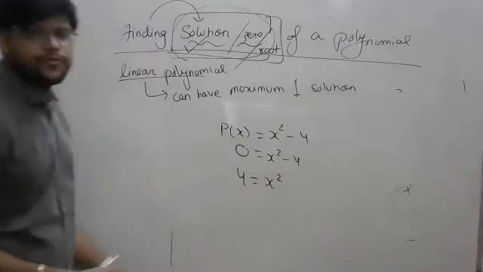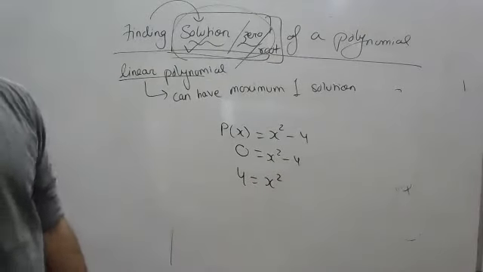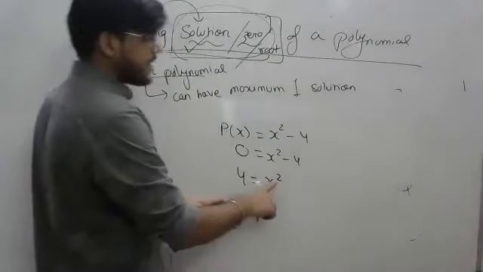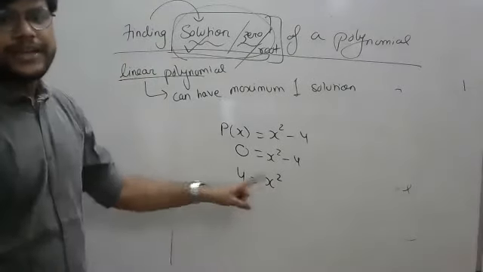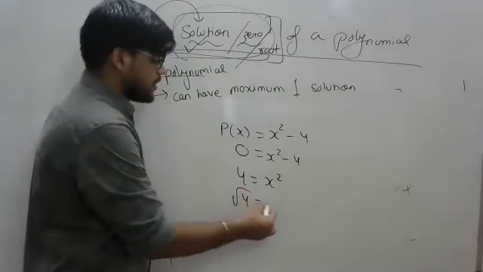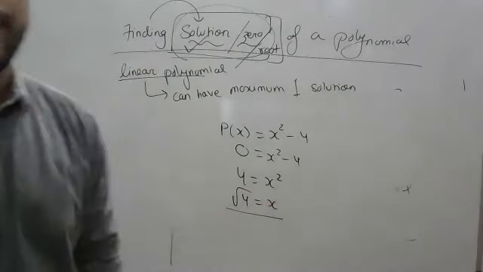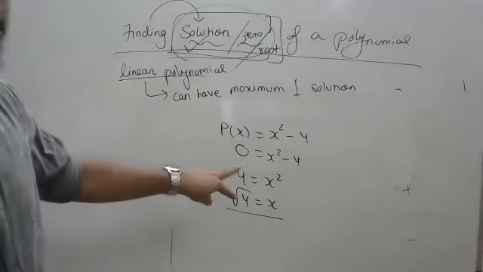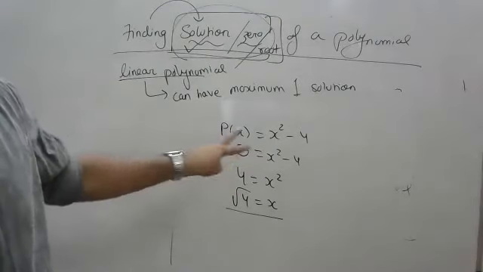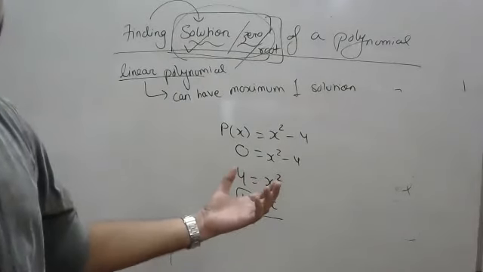So it will become positive 4. If I send 4 to the left hand side, it will be positive 4. And this is x square. So if I send the root, I'll be getting root 4 by x, because if I have to remove the square, I have to send the square sign to the left hand side and it becomes a square root. So you can say I'm finding the root on both the ends.